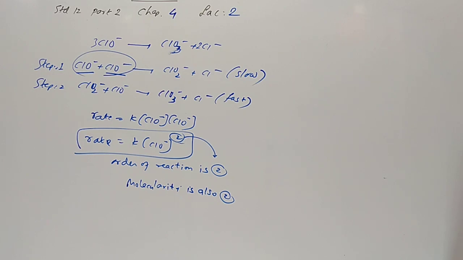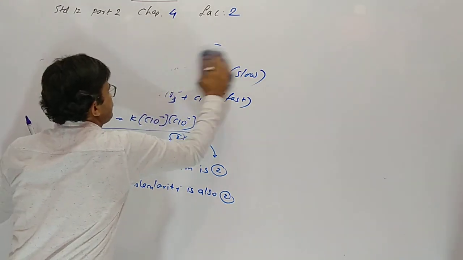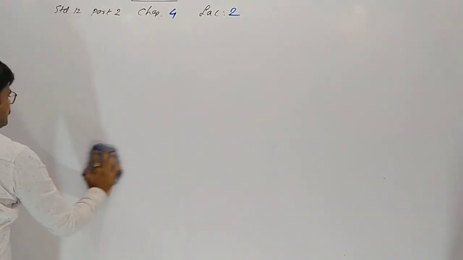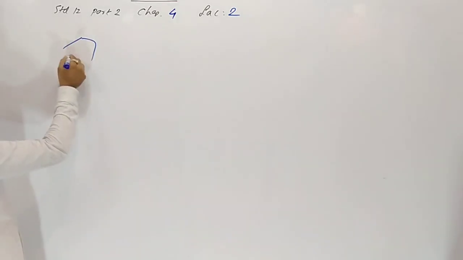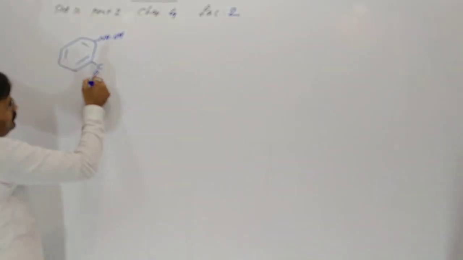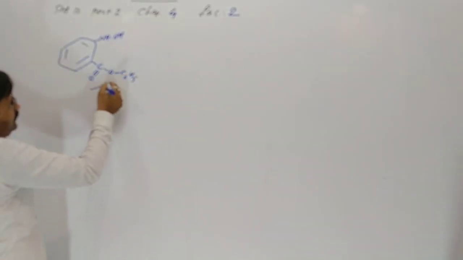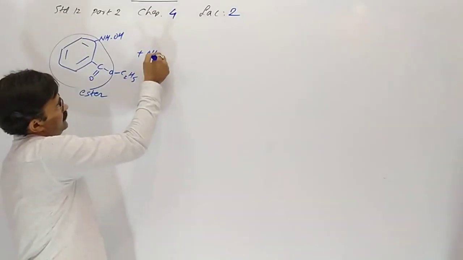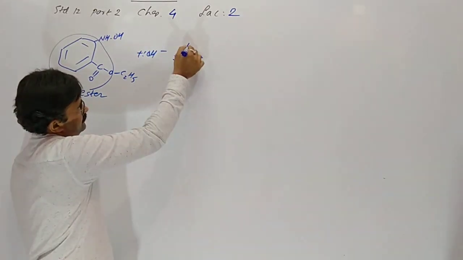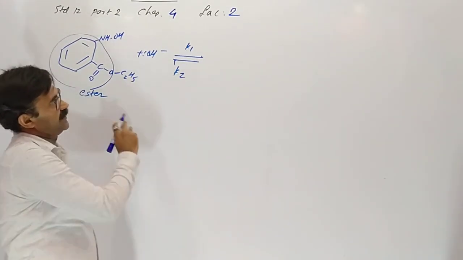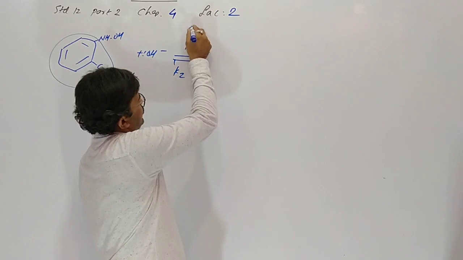Now another example, we are taking an ester, ortho hydroxyamine. Ethyl benzoate, this is an ester, is reacting with the base OH minus. The first step is reversible, meaning it occurs in both directions, and is very fast.